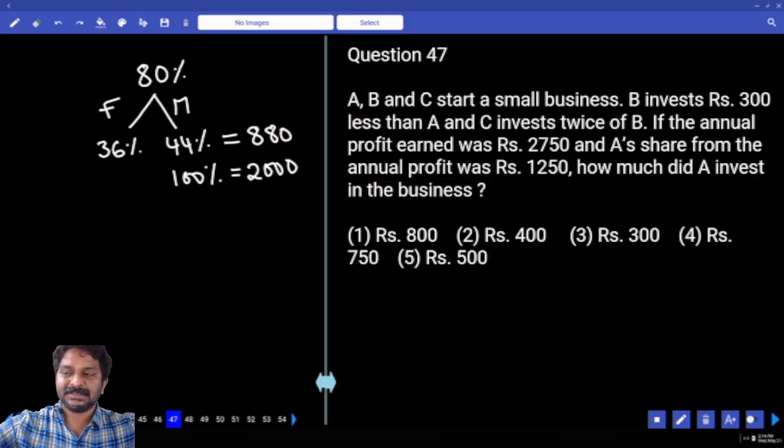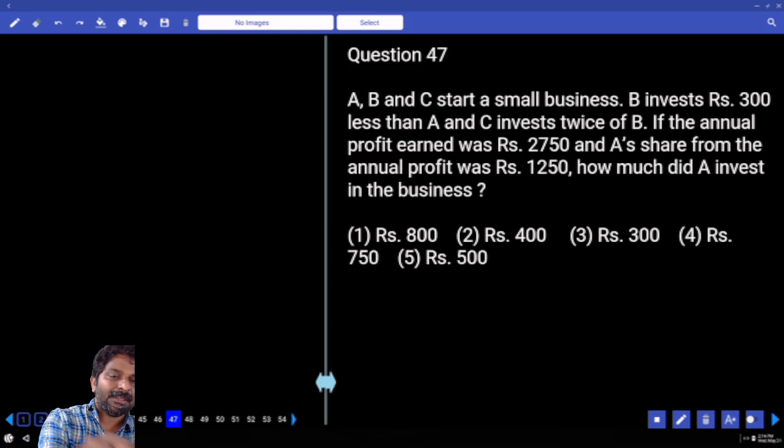A, B, C start a small business. B invested 300 less than A and C invested twice that of B. If A invested A rupees, B will invest 300 less than A, A minus 300. C is going to invest twice of B. That means 2A minus 600.